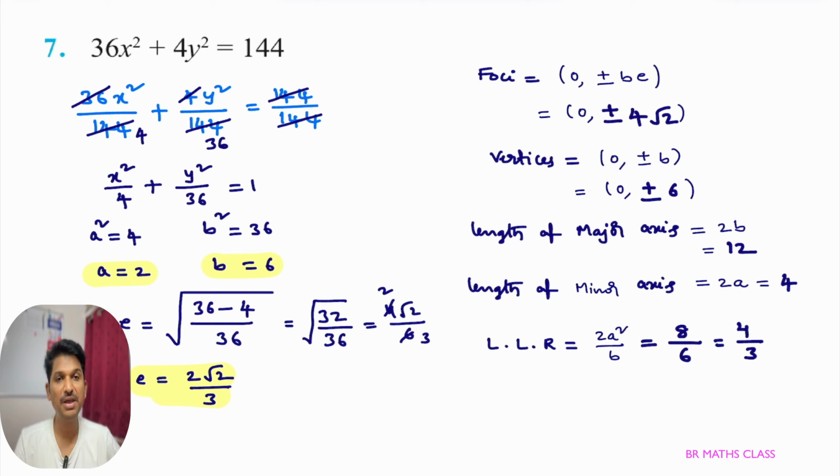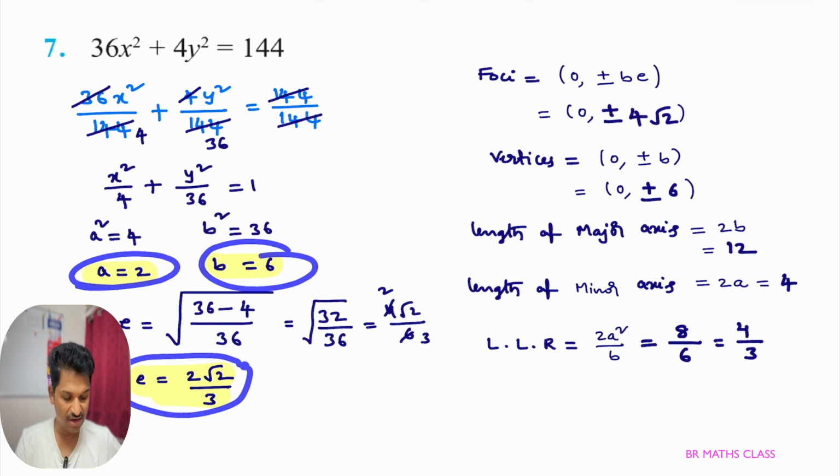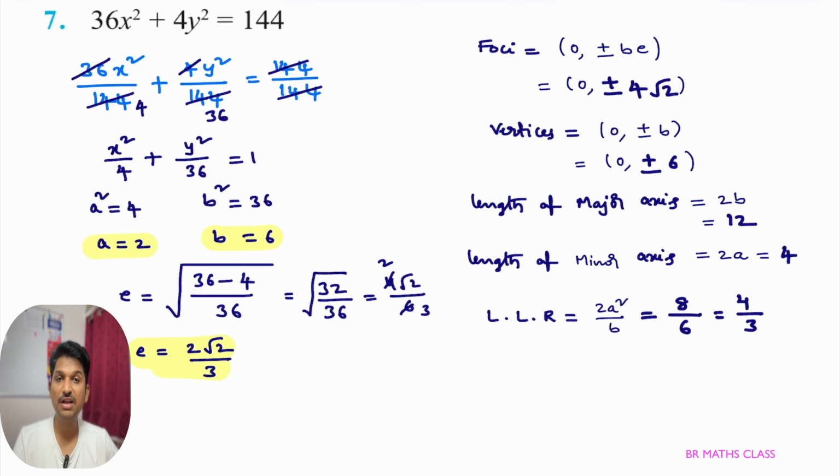In this ellipse, mainly three things you need to know. One is the a value, another is the b value, and one is the e value. If you know these three values, you can write all the formulas very easily. Once you know these three values, you can do all the problems very easily with the help of formulas.